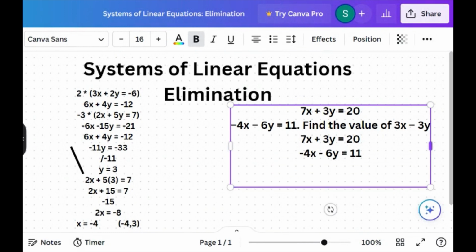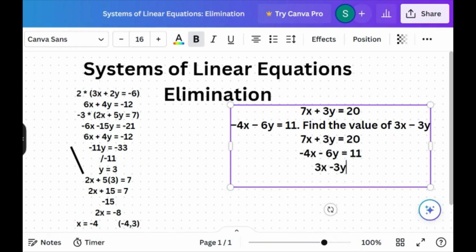Now, you don't even have to go through the whole elimination process because they're asking you for an expression. And usually when they ask you for an expression like this, the way to solve it is just doing normal addition and subtraction to the x variables, the y variables, and the constants. So 7x minus 4x is just 3x, and then positive 3y minus 6y is just negative 3y. Ding ding, there's the expression that they're asking you for. What is the value of 3x minus 3y?